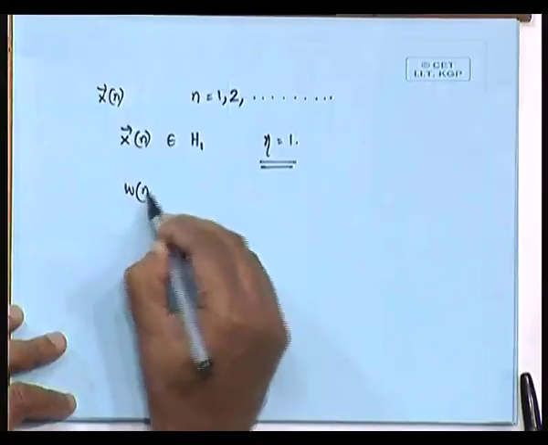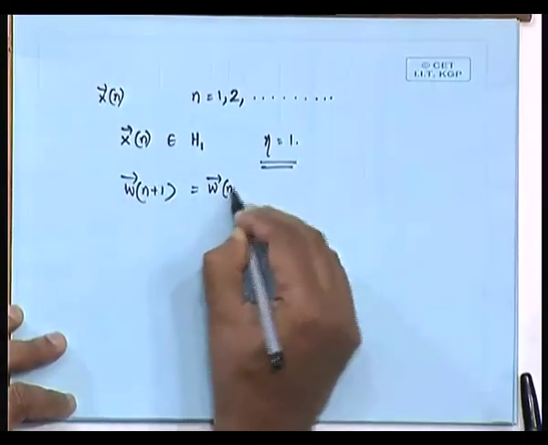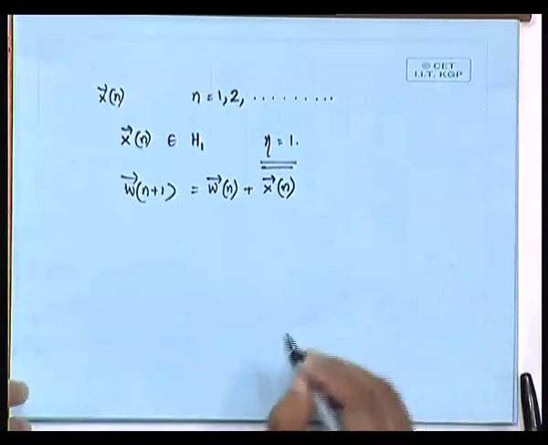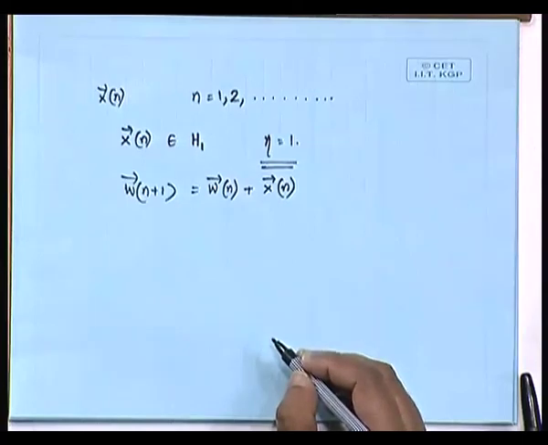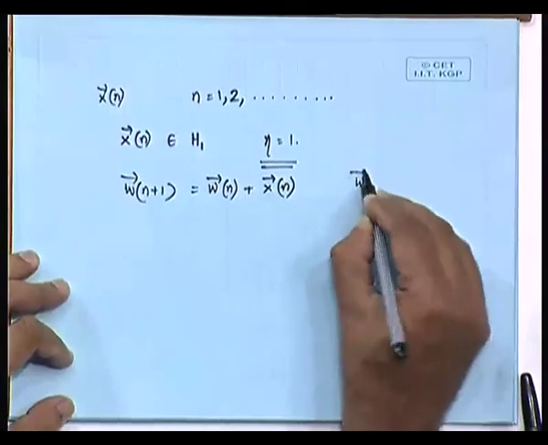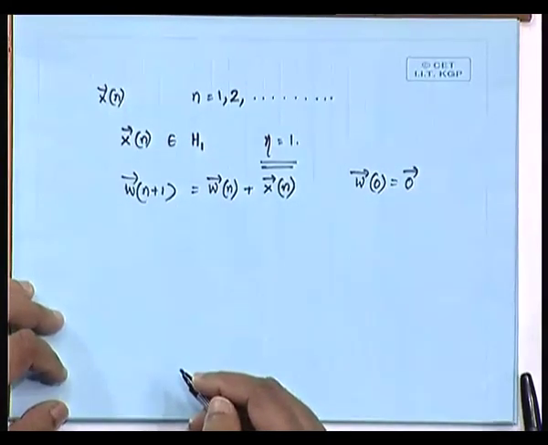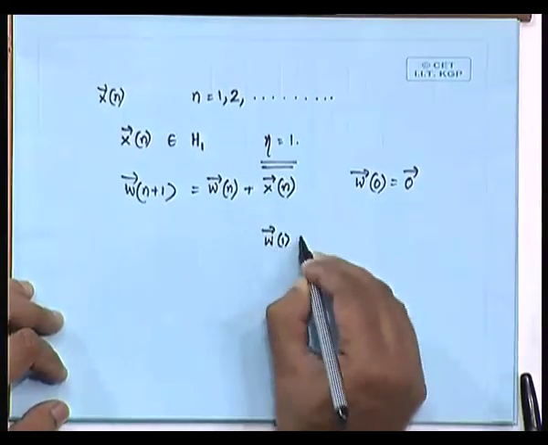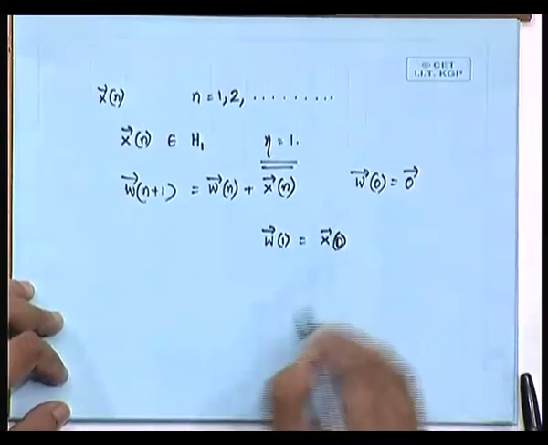So, what should be my Wn plus 1? It should be Wn plus xn, because eta is equal to 1. So, it is simply Wn plus xn. Now, this is a very interesting form, and I have assumed W0 to be equal to 0. So, what is going to be W1? W1 is going to be x0, that is correct, x0.